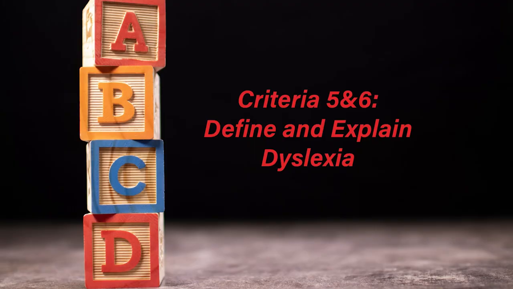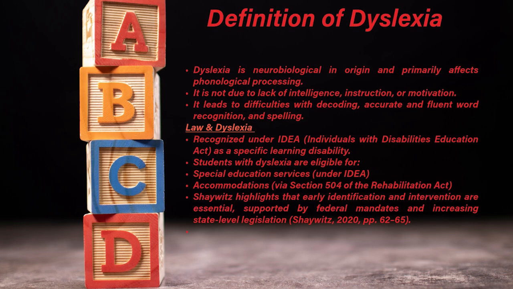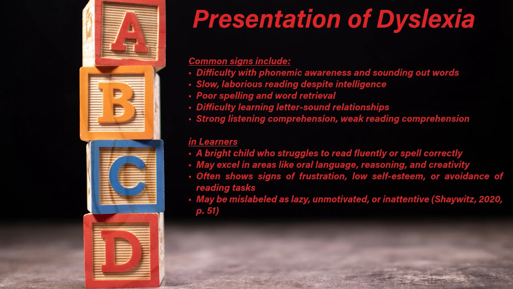And criteria 5, define and explain dyslexia. Dyslexia is a neurobiological reading disorder that affects phonological processing, not intelligence. Dyslexia is covered under the IDEA and Section 504. Students are entitled to services and accommodations. Dyslexic students may read slowly, struggle with spelling, and show avoidance, but often excel orally.